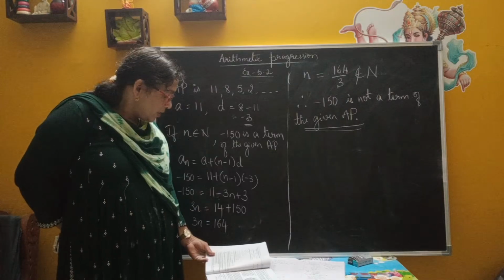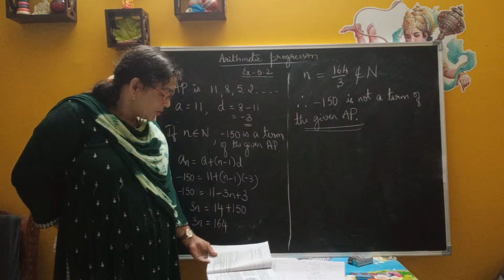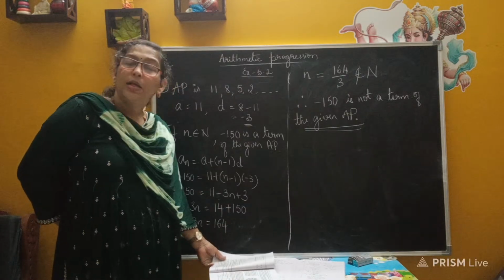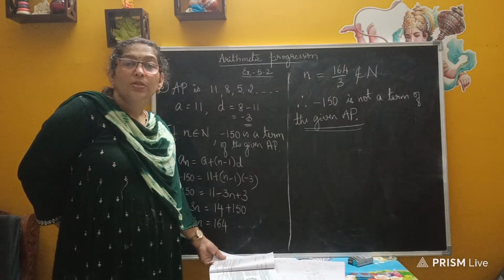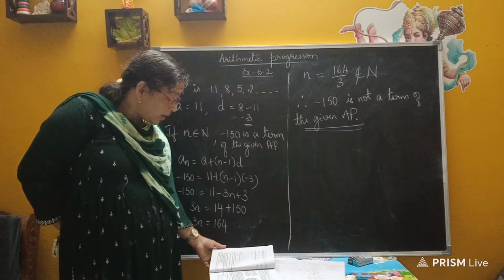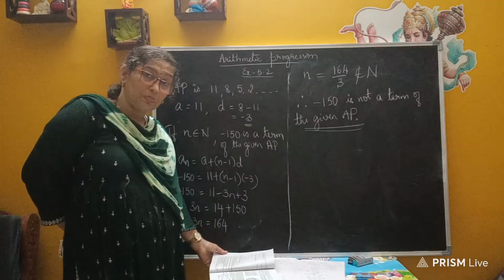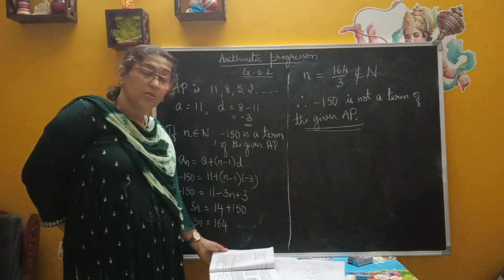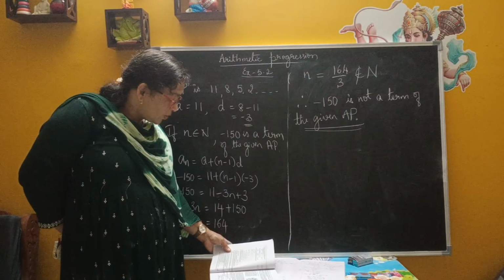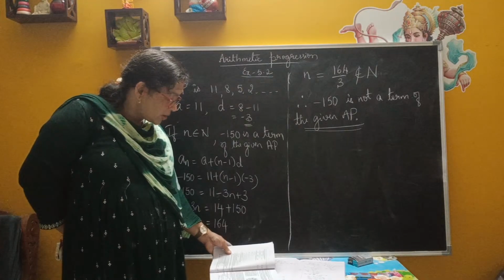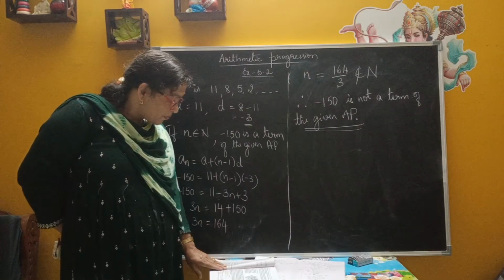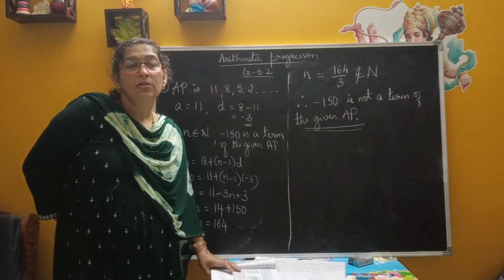7th problem is find the 31st term of an AP whose 11th term is 38 and 16th term is 73. So here AP is not given. So we need to find both the values A and D using the 11th term and 16th term. After that, we need to find the 31st term. And in 8th problem, an AP consists of 50 terms, of which third term is 12 and the last term is 106. Find the 29th term. Let us go with this problem.